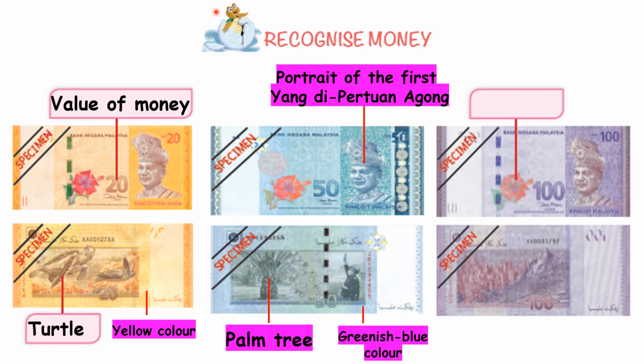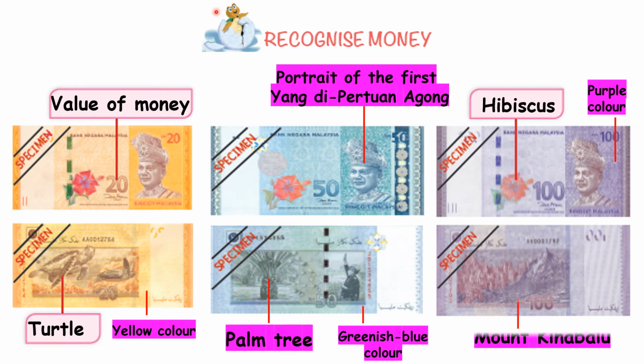Last one, this is the 100 ringgit note. As you can see at the other notes of our money, there is a hibiscus flower. The color is purple, and you can see at the side of the 100 ringgit note, there is the picture of Mount Kinabalu.